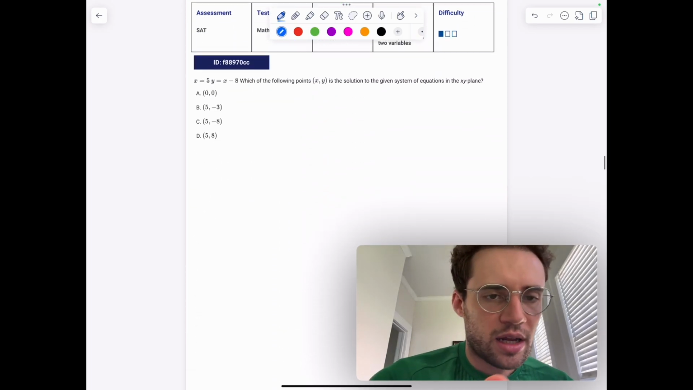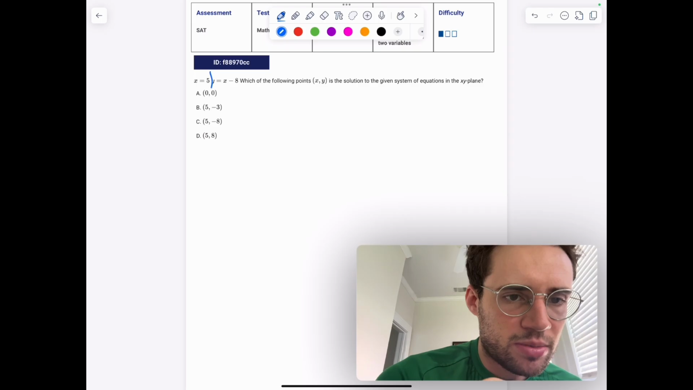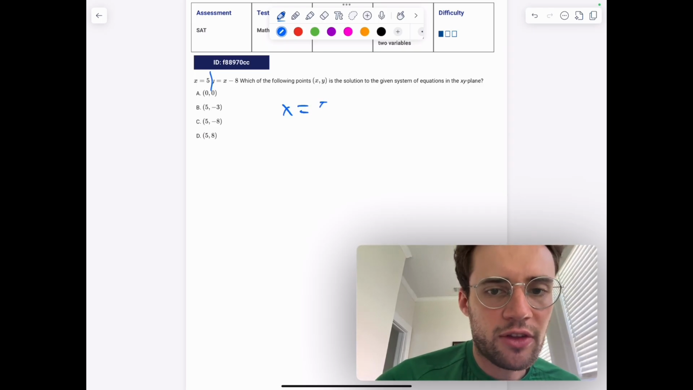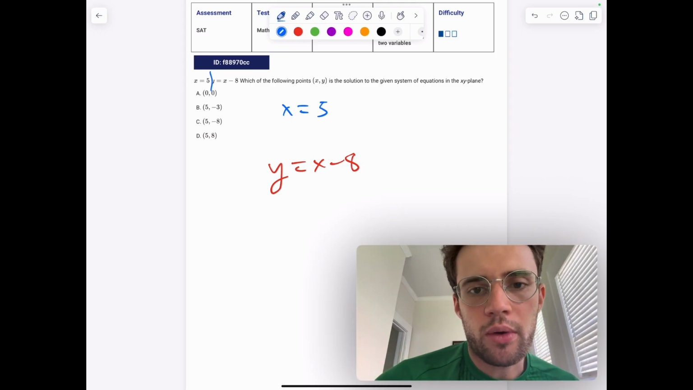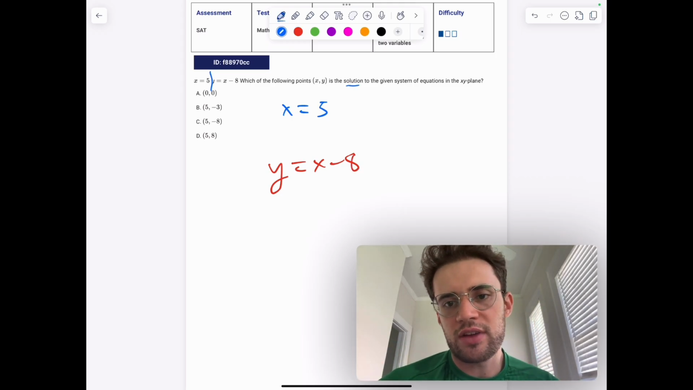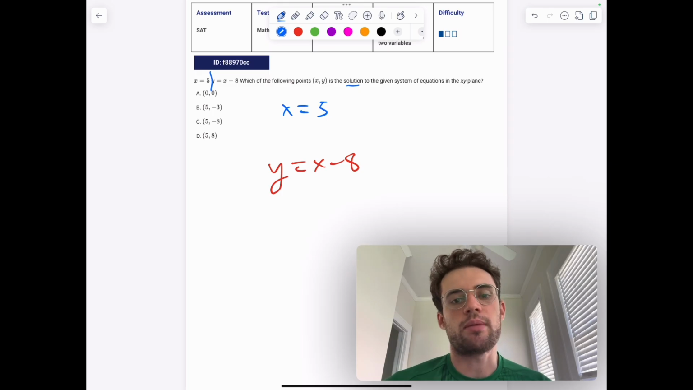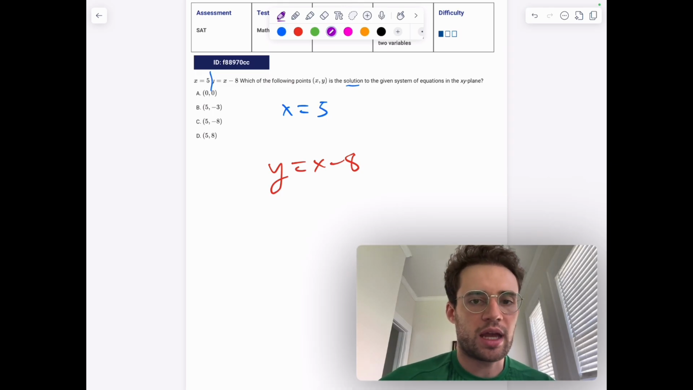All right, here's another one that's poorly formatted, but I believe this is supposed to be x equals 5 for the first equation, and the second equation is y equals x minus 8. Which of the following points, x comma y, is the solution to the given system of equations in the xy plane?